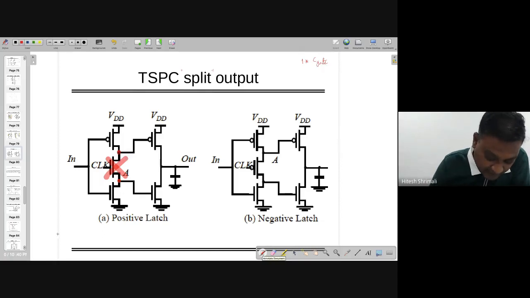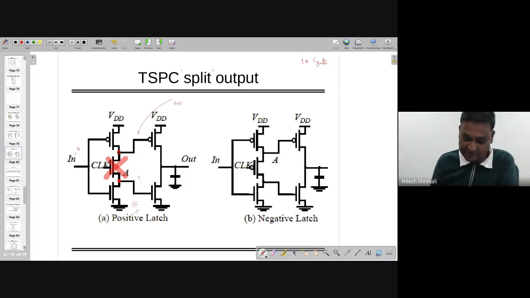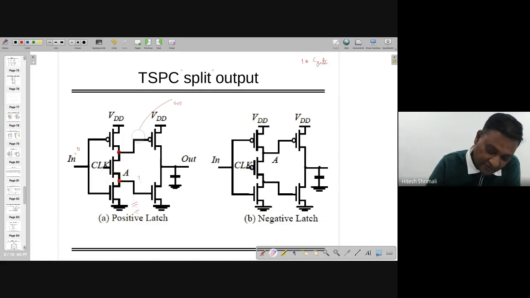In that case, if in equals 0, then this node is connected to VDD, and this node is equal to 0, right? This is happening because this is, by the way, the previous value. You cannot have only 0, it depends. Initially, where it was charged? If it is charged to VDD, then this will go to 0. Otherwise, no.